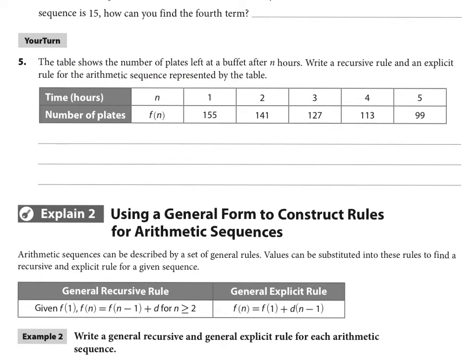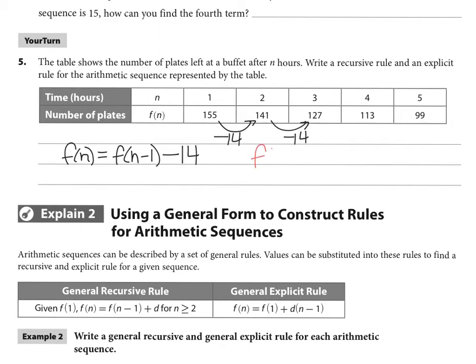Okay, so here's one. Write a recursive rule and an explicit rule. Recursive rule, very easy. Just look and see what's happening every time. What's happening? They're going down by 14. So if they're going down by 14, the recursive rule would be f of n equals f of n minus 1 minus 14. Again, remember, all this represents right here is the previous term. So you're taking the previous term, subtracting 14, and that gives you the new one, which is what this represents, the new term.